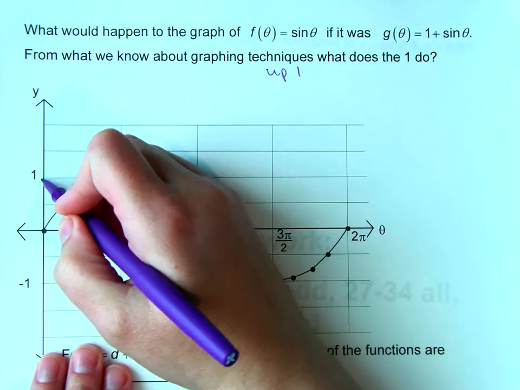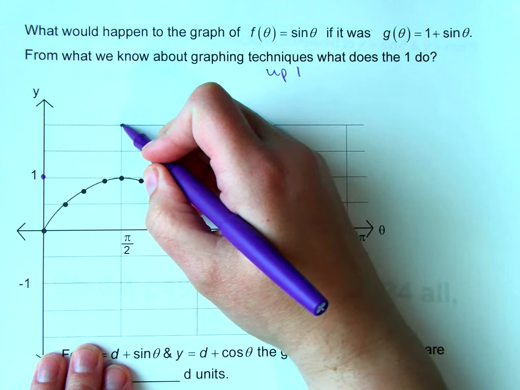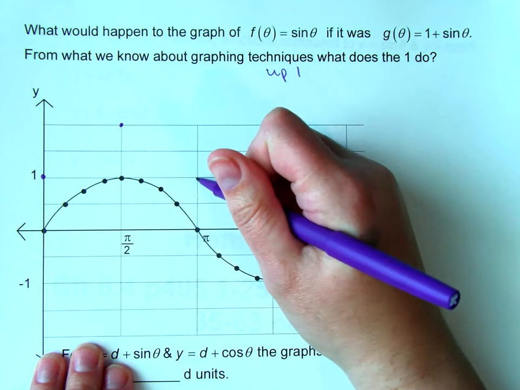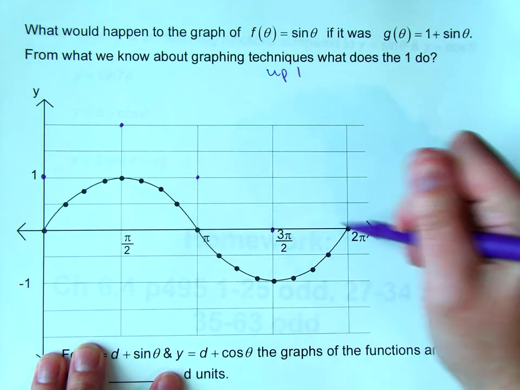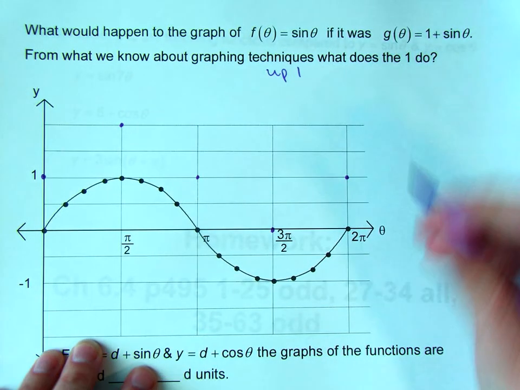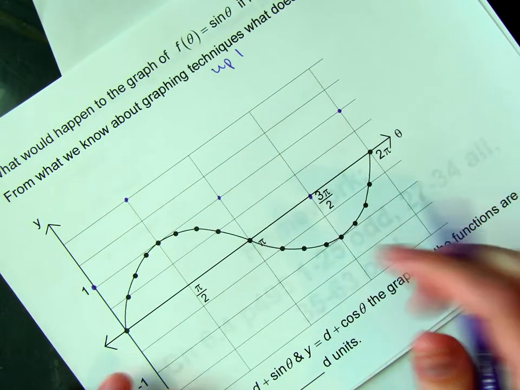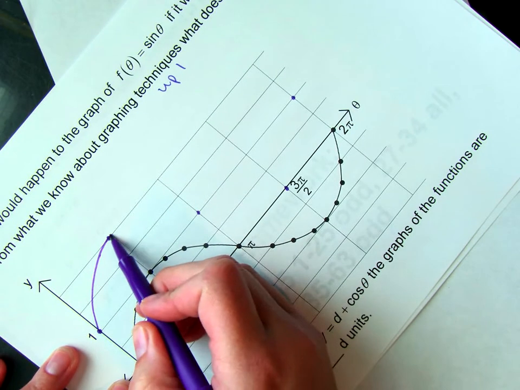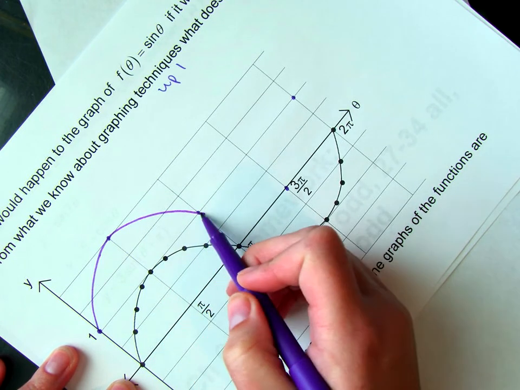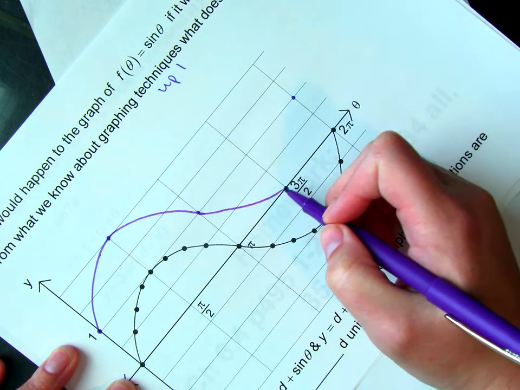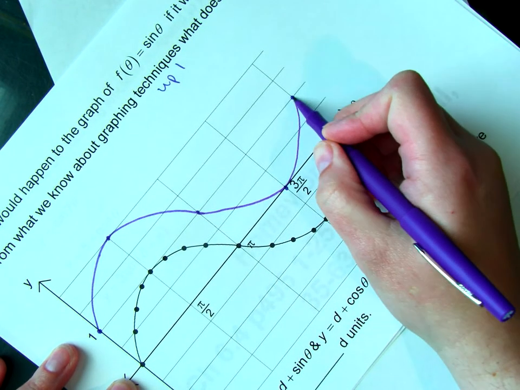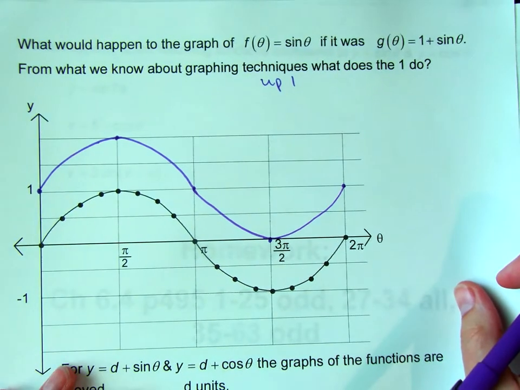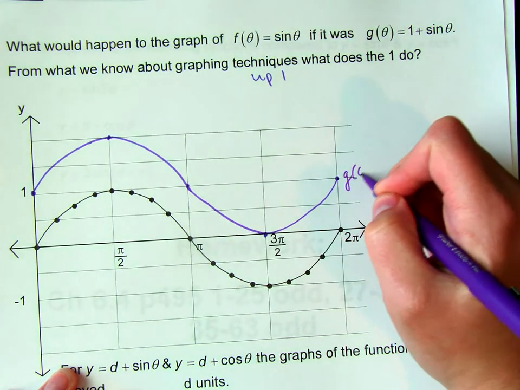So this point moves up 1. This point moves up 1. This point moves up 1. This point moves up 1. This point moves up 1. Okay, so again, I'm going to turn this sideways just so I make the graph look a little nicer. Okay. So I have this graph is my g of theta.